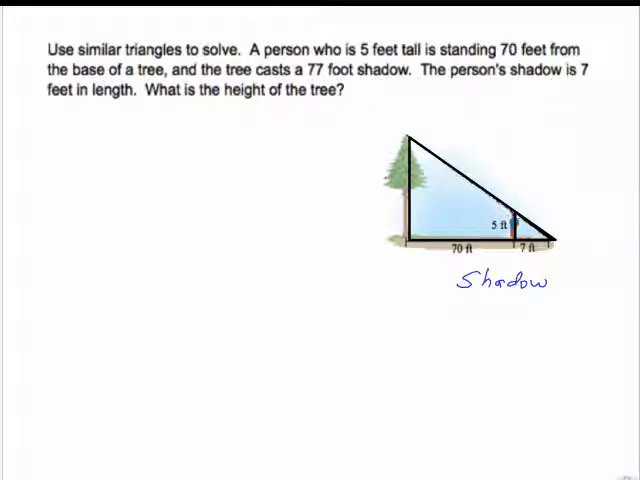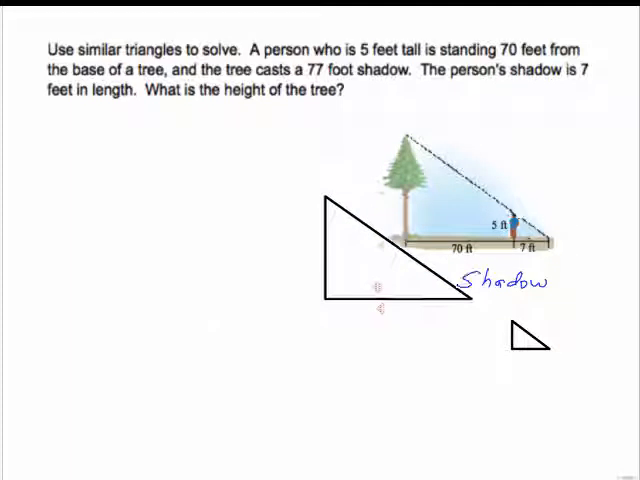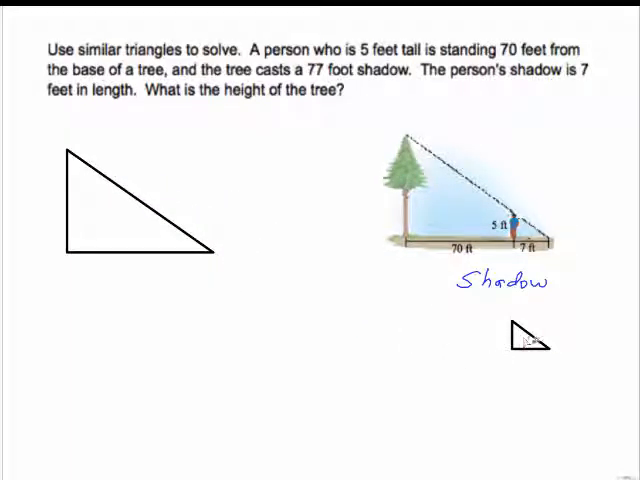So I'm going to do what I did before. I'm going to separate this out. I have this triangle. I have this triangle. Let's move them over here so I have some room. Let's label these. This was 7. This was the 5-foot tall person. Now, this piece is 70. This piece is 7. This is the whole piece, which is 77 feet. And we're looking for the height of the tree, which is this right here.